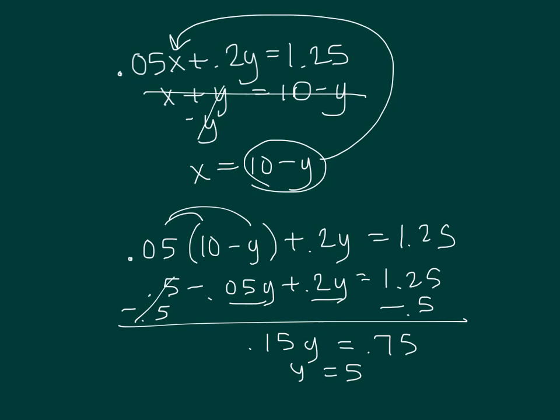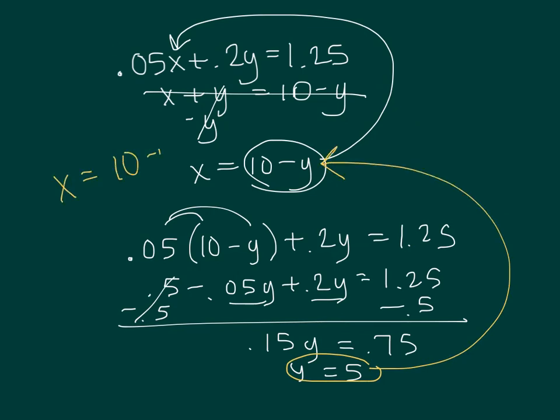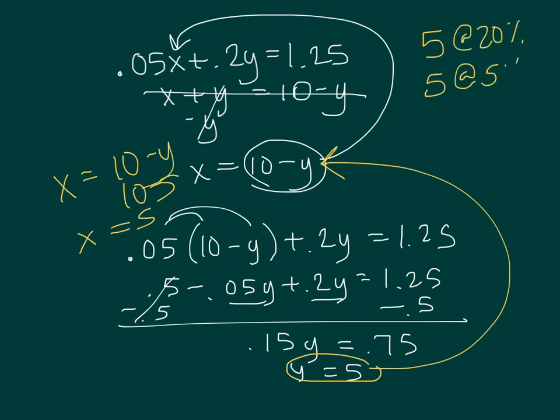How do I find out how much of the other solution? Well, you actually just take the y that you just solved for and you plug it straight back into there. So in x, instead of 10 minus y, it's 10 minus 5, which happens to be 5. So my answer is 5 of the 20% solution and 5 of the 5% solution. And that would be my answer to that word problem.